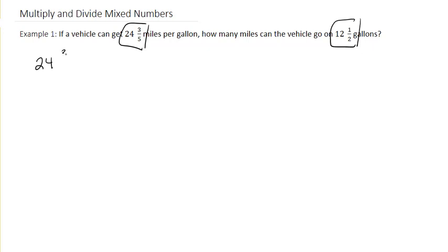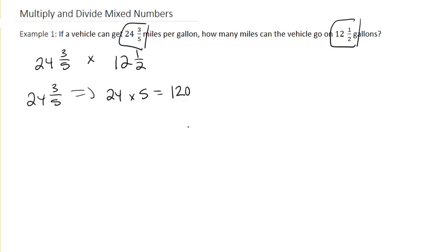So we're looking at doing this. Let's convert this first. 24 times 5 is equal to 120. Then we're going to add 3 to get us 123. So now we have 123 over 5. This is where we added.